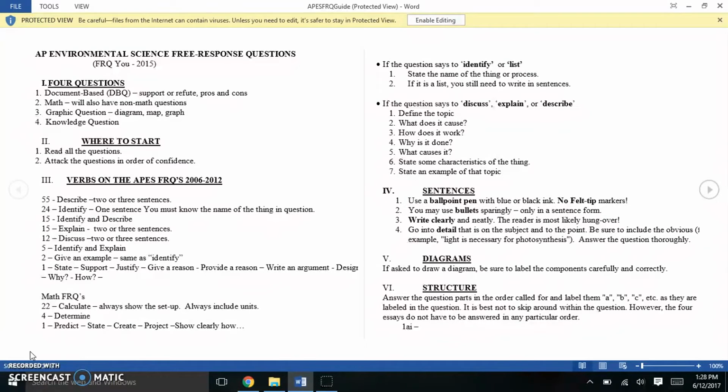Don't be short and brief. Be to the point, but specific. Those will be in those forms as far as describe, explain, and discuss. You need to use 2 or 3 sentences in answering that question. If it has identify, use 1 sentence. And we have to answer these questions in sentence form.